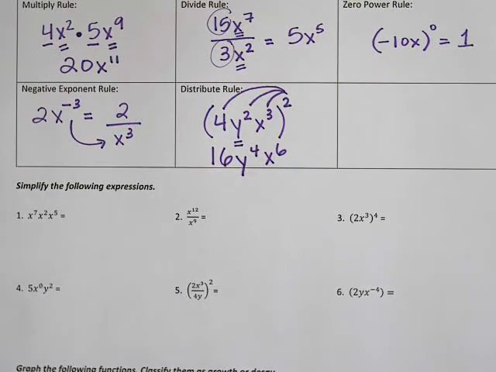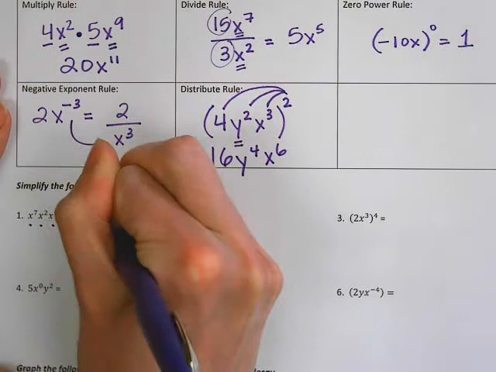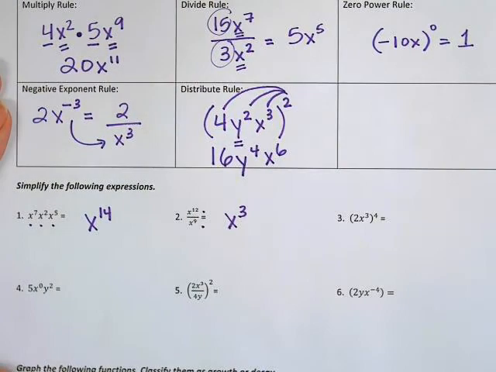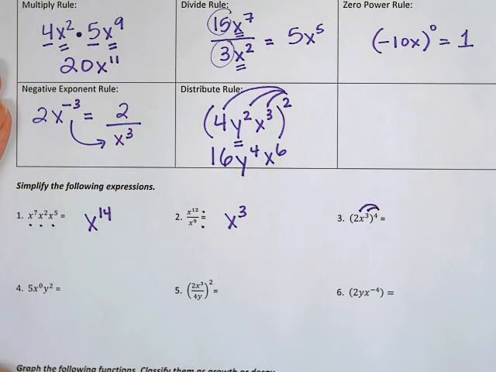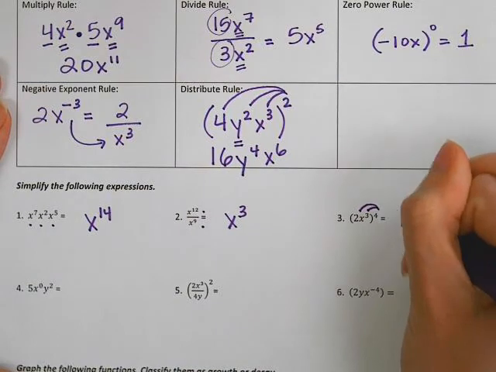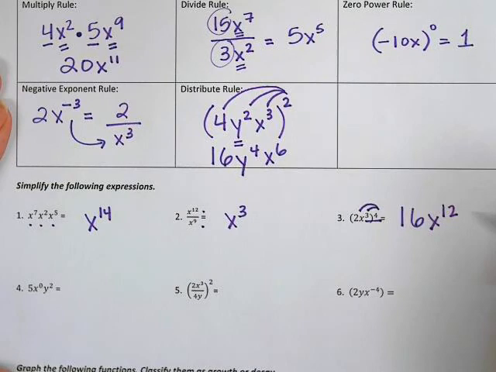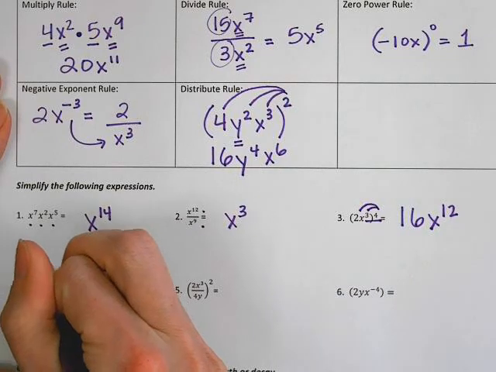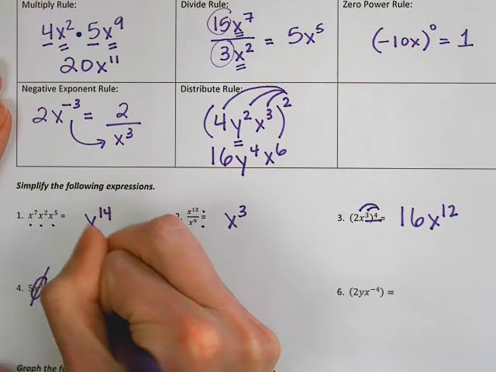So I'll run through some of these real quick. When you're multiplying, you add. So it would be x to the 14th. When you're dividing, you subtract. So it would be x to the third. When it's on the outside, you distribute. 2 to the fourth is 16. But for the x's, power to a power, you multiply. Number 4, only the one with the 0 power becomes 1. Everything else stays. So it's 5y squared.